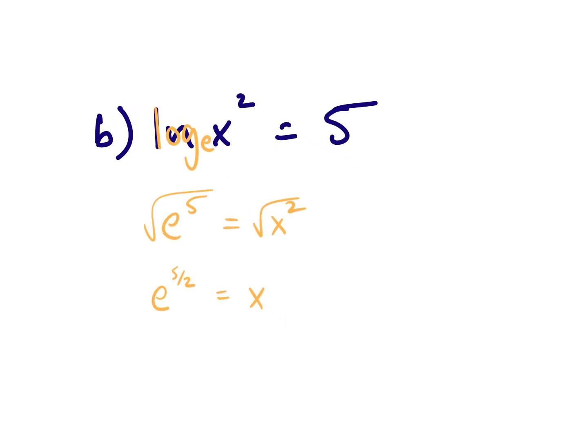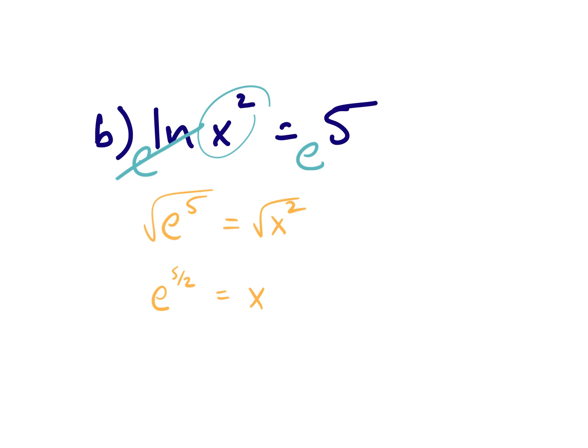Another way that we could have solved this, if you didn't want to change it to log base e in the beginning, we know that e cancels out with our ln, so we could make the big base e on both sides. So e to the power of ln is going to cancel. We're just left with x squared is equal to e to the 5th power.